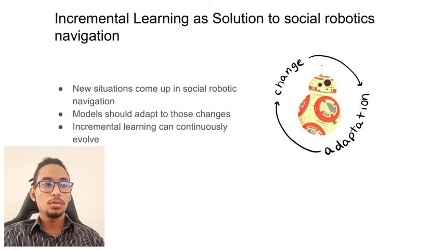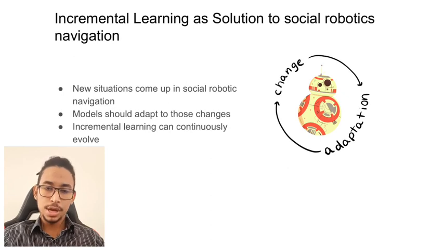So, with all that was demonstrated in this discussion, the next step of this research will be based on solving the limitations using incremental learning. So we presume the models should adapt themselves to the new situations. For the changes, they need adaptations. And the main point is new situations will always come up in social robotic navigation. So we think a good way to solve this is to create models that can keep learning.